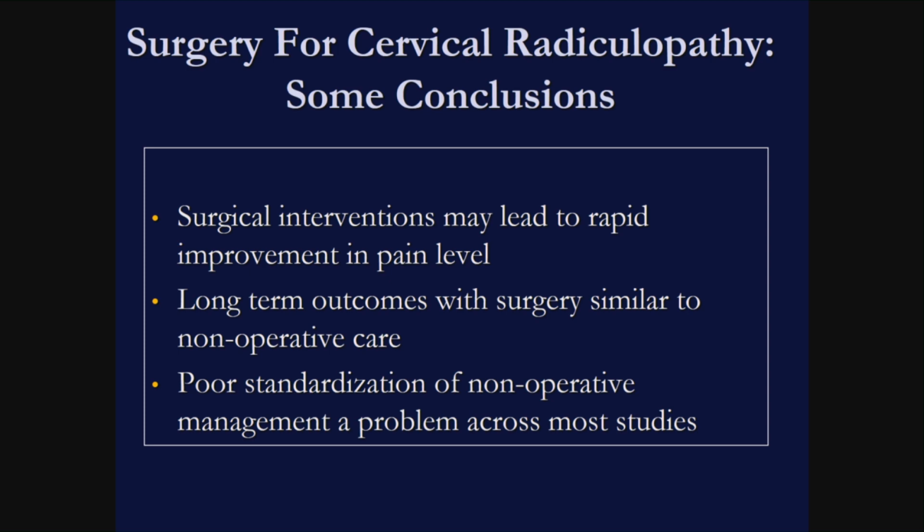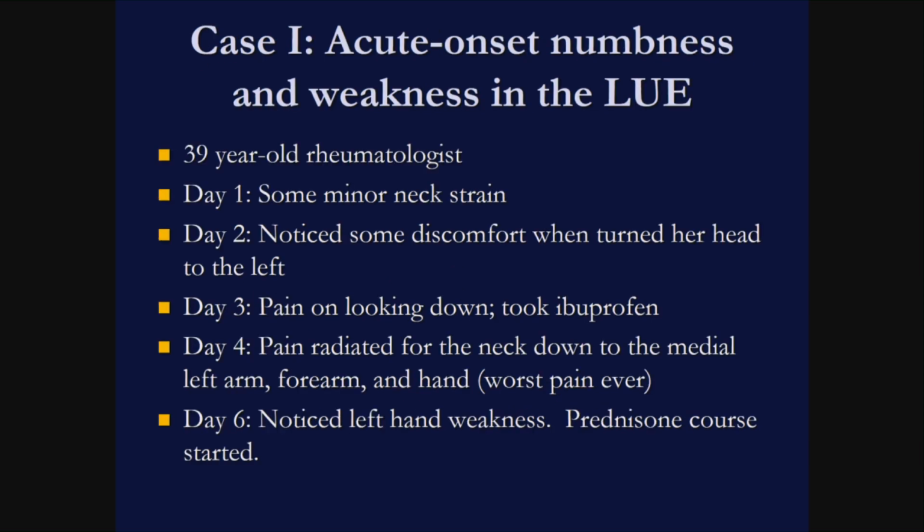In past years, I had a slide that had a bunch of the trials and it put everybody to sleep. So I just have a summary of the literature here on the surgical interventions. Surgical interventions lead to a rapid improvement in pain level, although generally speaking, the long-term outcomes with surgery are similar to non-operative care. And all these studies are limited by poor standardization of the non-operative arm.